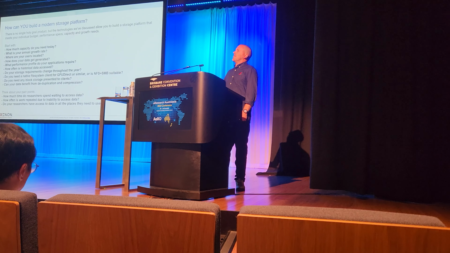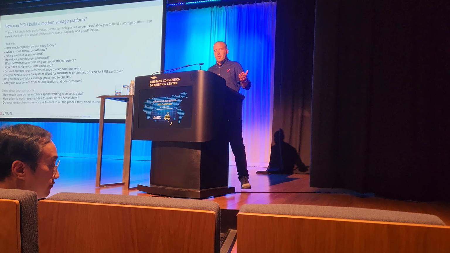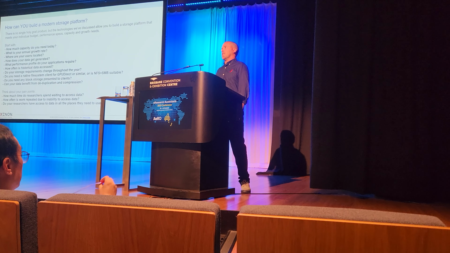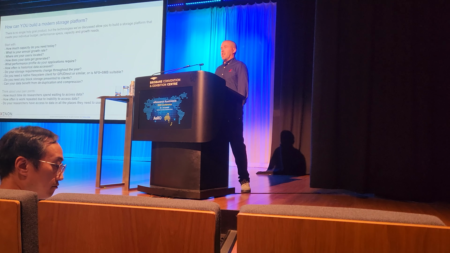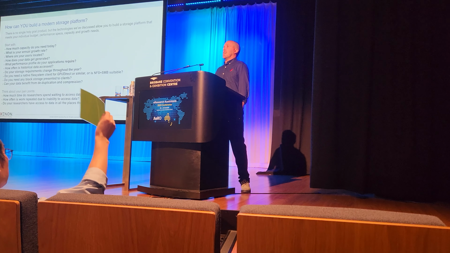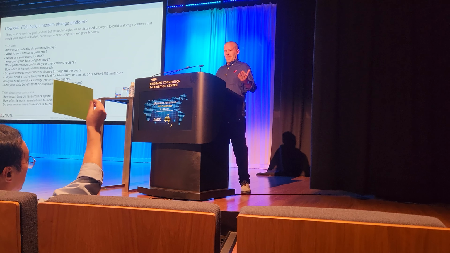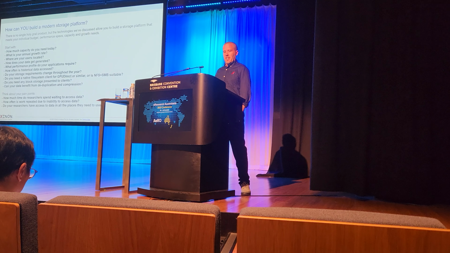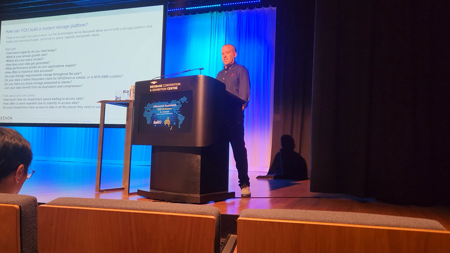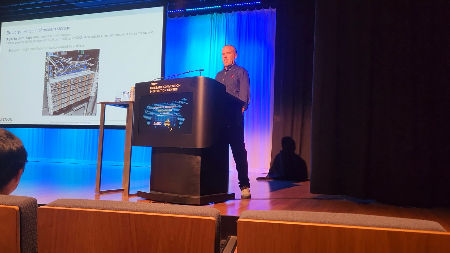What are the pain points of your current system? Everyone's got storage at the moment. How much time do your researchers spend waiting to access their data? How often do they repeat work? Like if something's in the archive and they can't search it, how do they repeat it just because they can't find it again? And do they have access to the data in the places they need it?